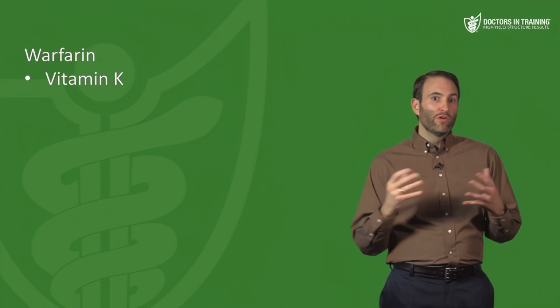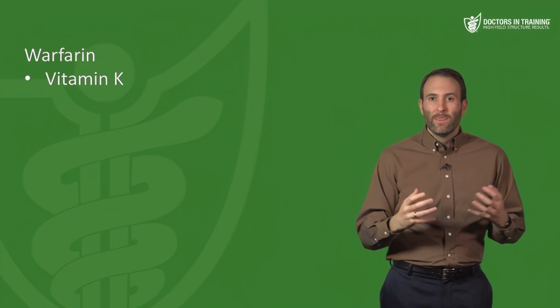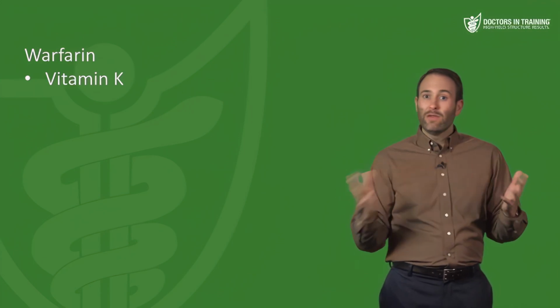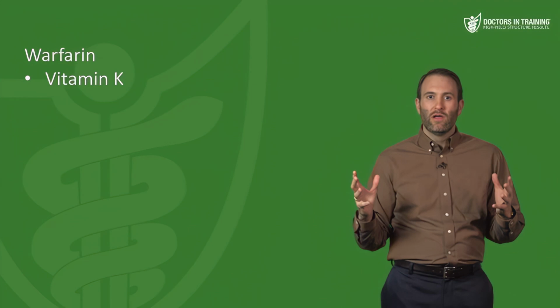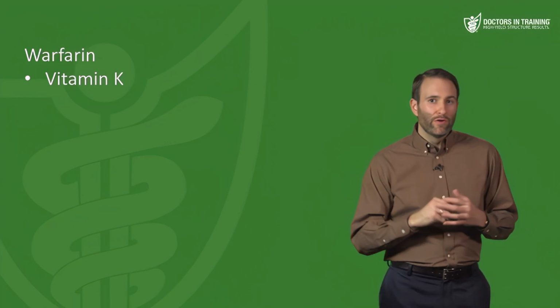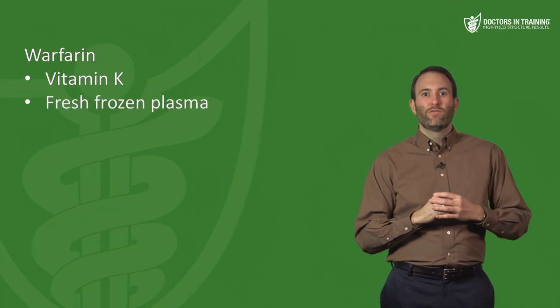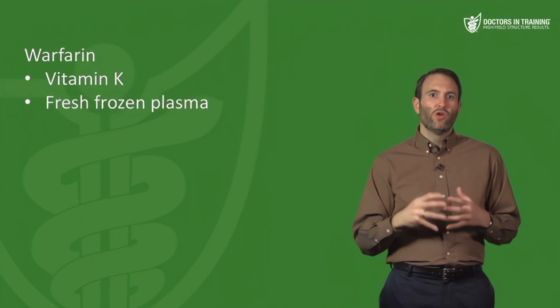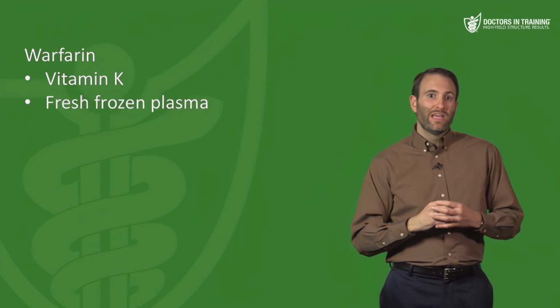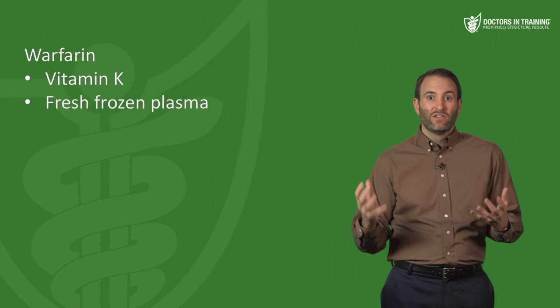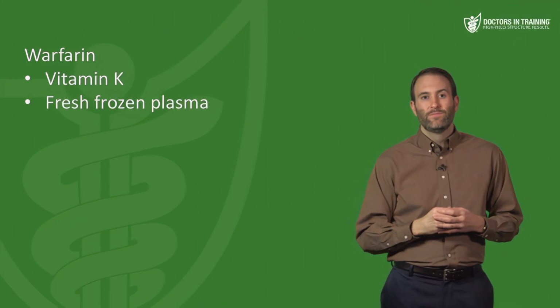But what if you need to reverse the anticoagulation very quickly? Will vitamin K do that? No, vitamin K works very slowly over a matter of days. To quickly reverse warfarin, you're going to have to give fresh frozen plasma. So fresh frozen plasma has all the clotting factors still in it. It's going to take 3 to 5 days for those clotting factors to come back with that vitamin K administration.